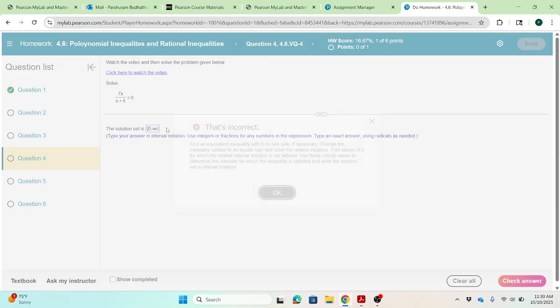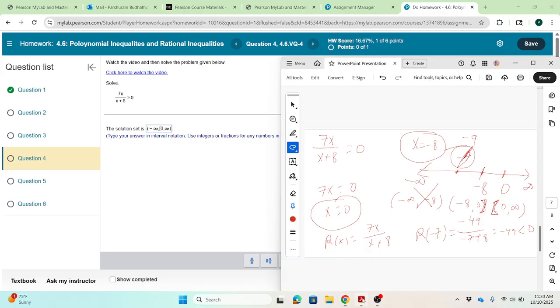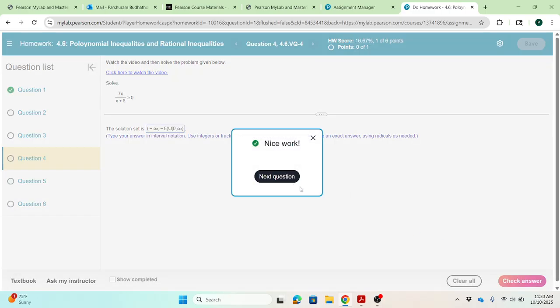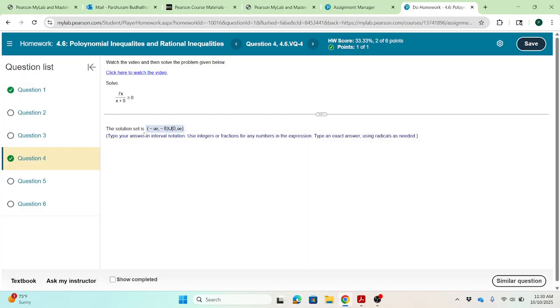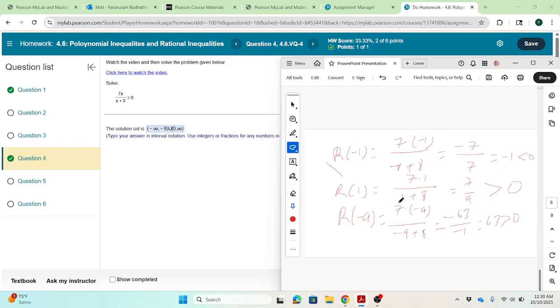So I have to add one more interval, which is -infinity up to -8, and then a parenthesis close. I cannot include -8 because at -8 the function is undefined, so I cannot include -8 in the solution. Now it works. So keep in mind, always double check your work. I made a mistake here. I mistakenly picked -7 from this interval, which is not part of the interval.